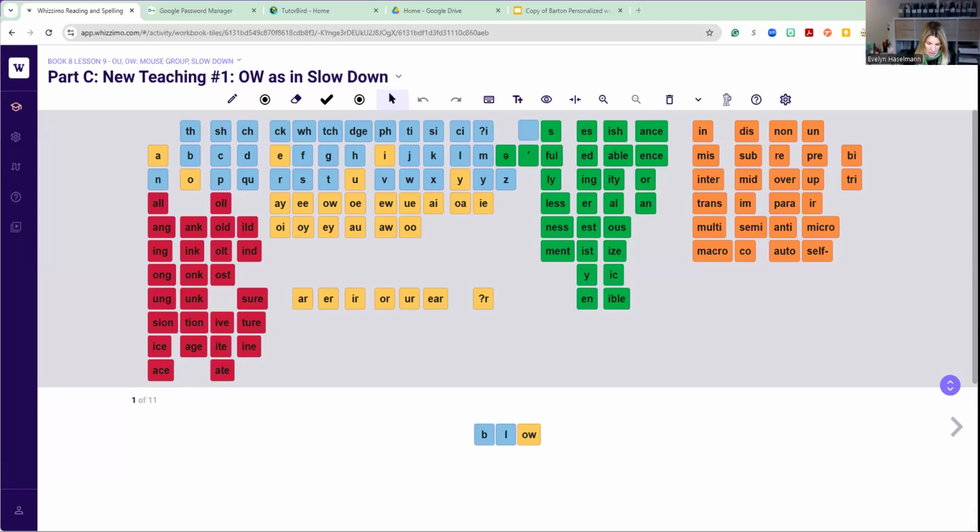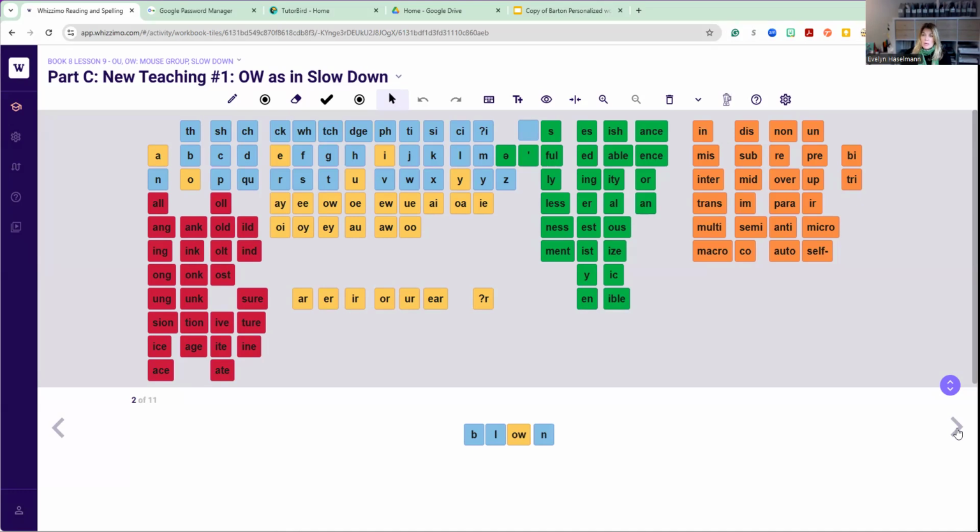All right. Barton, level 8, lesson number 9. So we're working on OW. OW has two sounds. It says O, which your student already knows. They know this as the most common way to spell O at the end of a word, like in blown or as in blow.